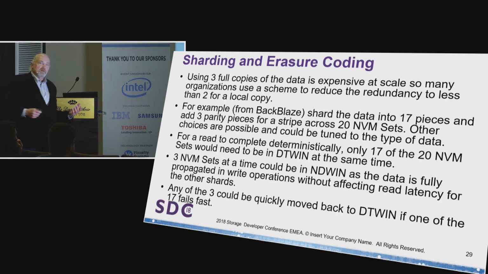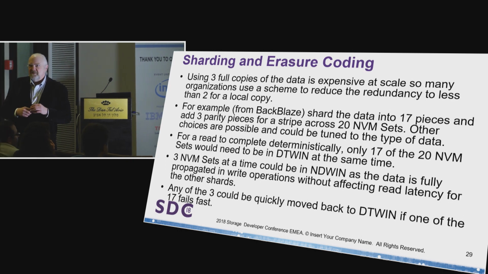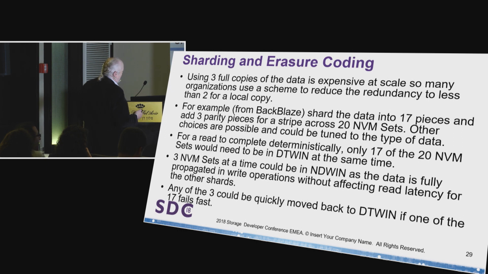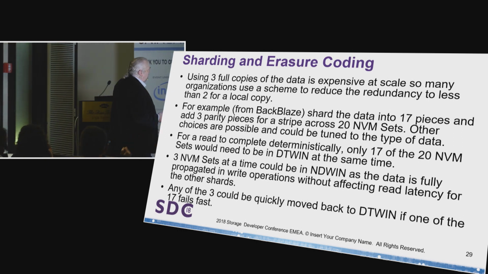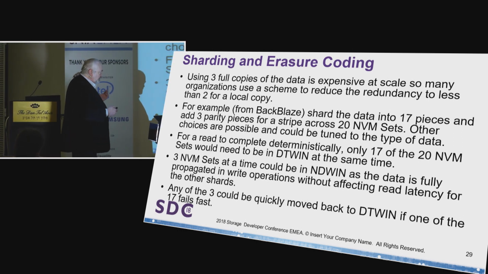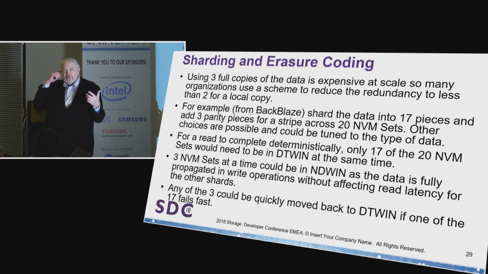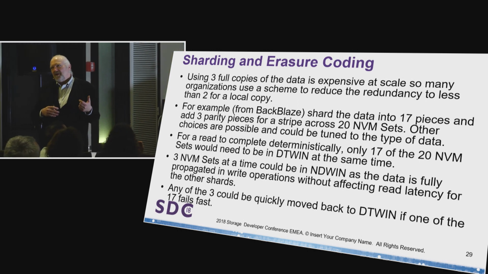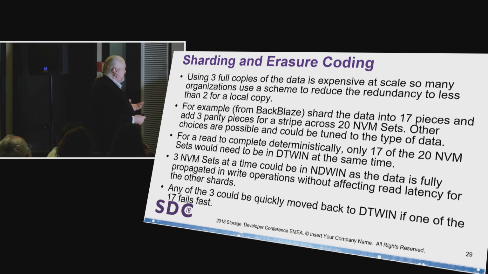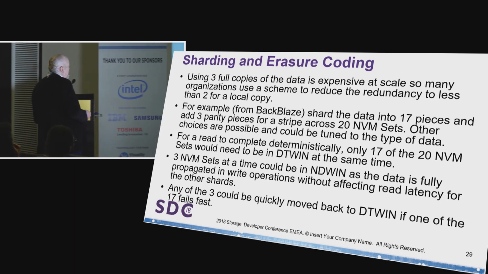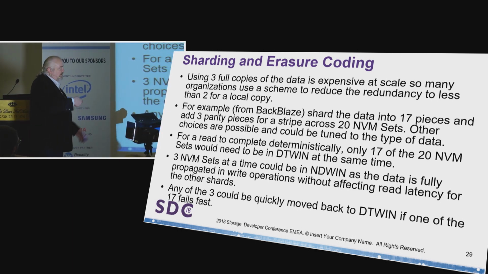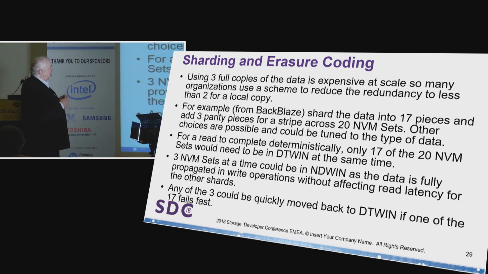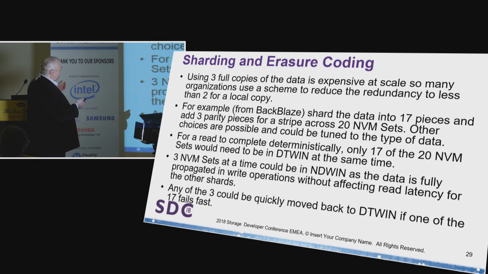Now, 3 full copies of the data is not a very realistic thing, right? So almost everybody's going to do some sort of sharding and erasure coding. But if you use a scheme where a third of your drives are in the deterministic window at any given time, you could do the same sort of thing, right? It all depends upon the scheme that you use for your sharding, how many pieces of data are actual data, and how much is actually parity information.